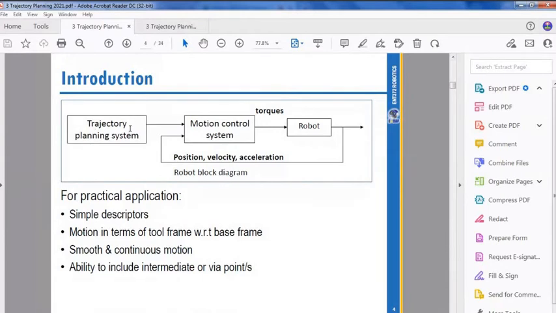Okay, trajectory planning system. This is motion control, a controller. So we have a robot arm. We have feedback from the encoder to inform the position, velocity, and acceleration of the actuator. The important thing for trajectory planning is to ensure that the robot arm moves in smooth and continuous motion.